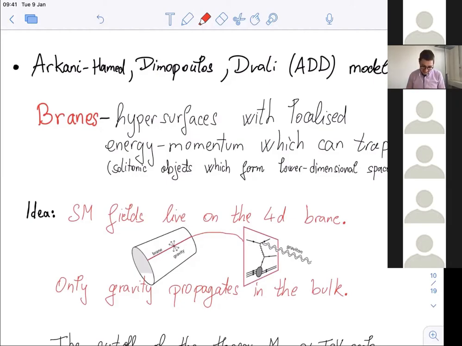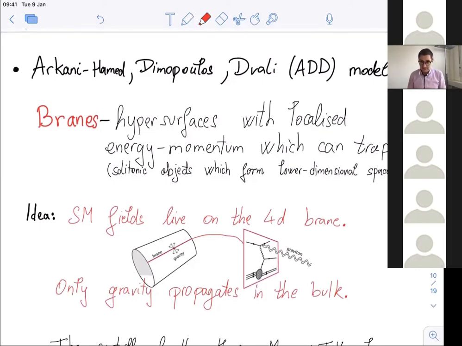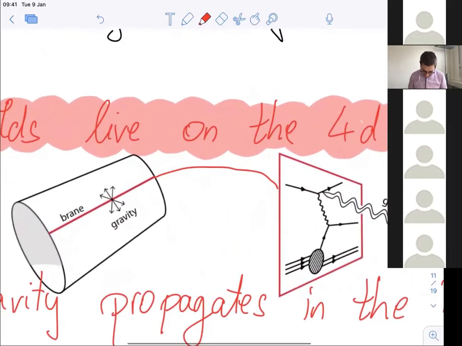These objects are studied in string theory, and these are like solitonic objects which form lower dimensional space. All you should remember is that these are like hypersurfaces which trap fields on them. These are configurations which form lower dimensional space, and you can put fields on them. So the idea of Arkani-Hamed, Dimopoulos and Dvali is to have large extra dimensions through which gravity propagates, but you have branes, and standard model fields live on the brane. Only gravity propagates through the bulk. So this is the picture.